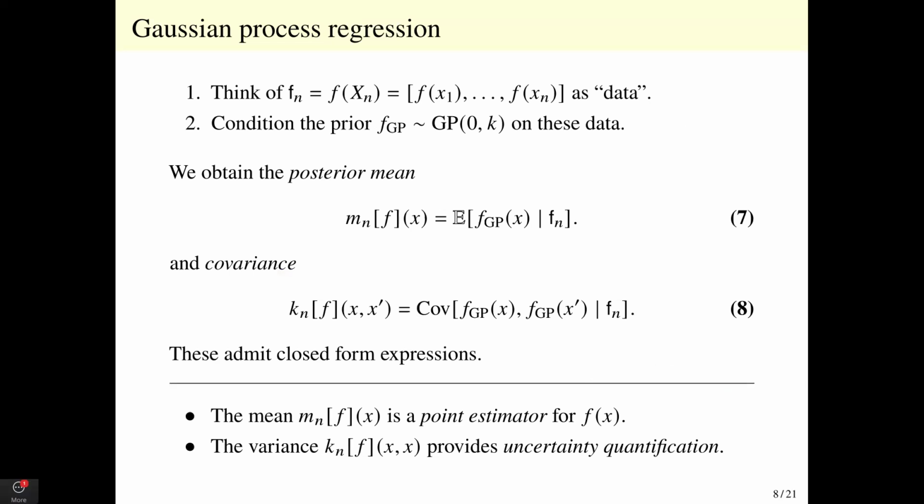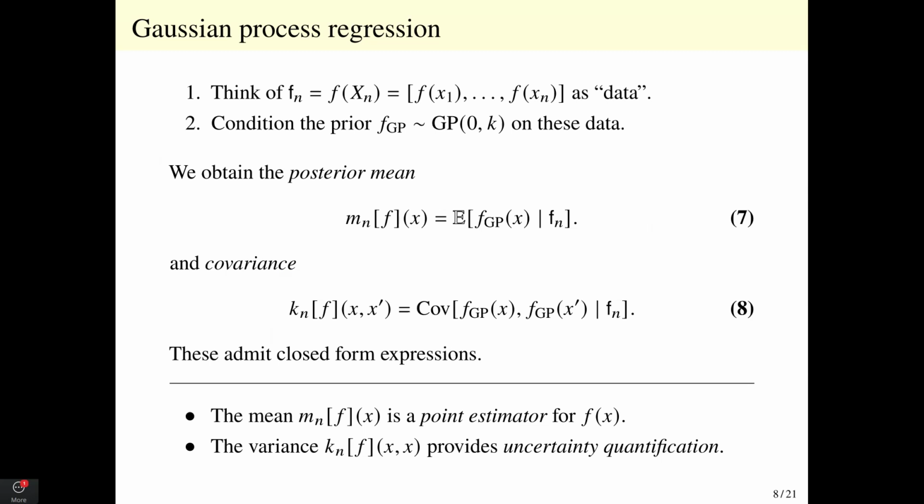The nice thing about GP regression is that you can do everything in closed form via very simple linear algebra. How you proceed is that we run a numerical method with a number of different discretizations x1 to xn. We think of this resulting vector as our data vector, and we condition the GP prior f_GP on this data. This means that we will get a new GP which has samples which pass through these data points. So if I do it here, the samples from my GP are going to look something like this, passing through all these data points.